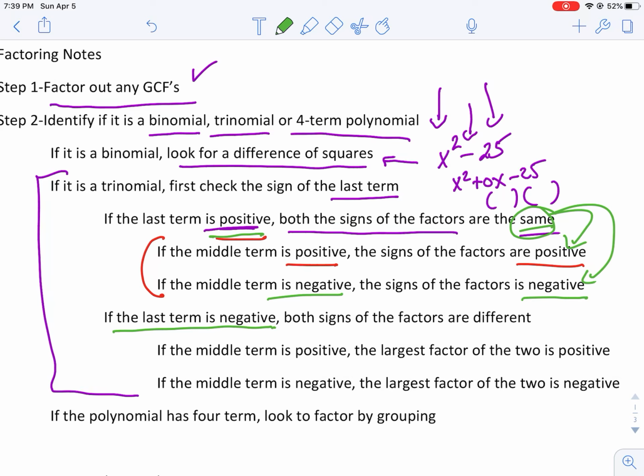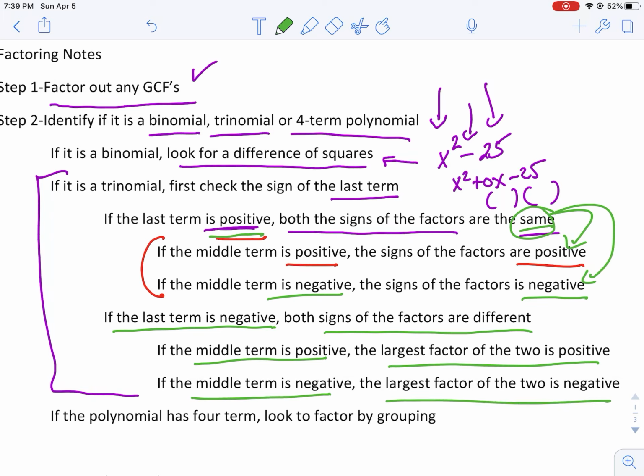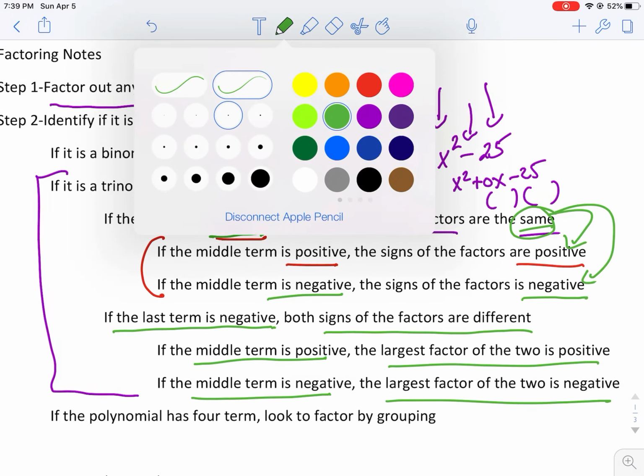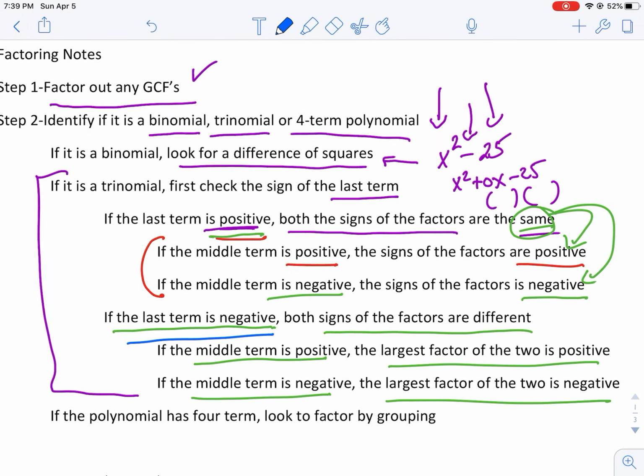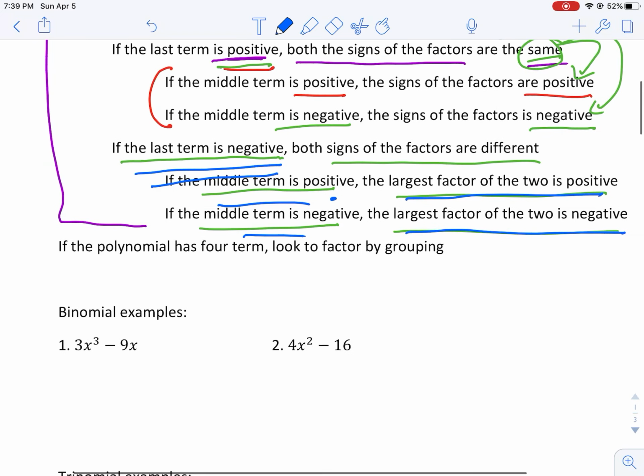Conversely now, if the last term is negative, then we know the signs of the factors are different, okay? And then it tells us if the middle term is positive, the largest factor of the 2 is positive. If the middle term is negative, then the largest factor of the 2 is negative. So again, I'll use some different colors here. If the last term is negative, we've got to check the middle term. If the last term is negative and the middle term is positive, the largest of the 2 is positive. If the last term is negative and the middle term is negative, then the largest factor is negative.